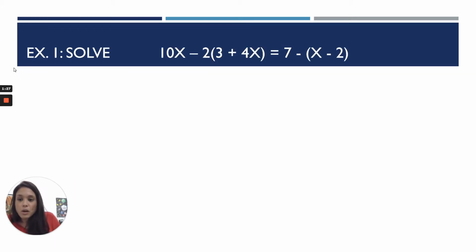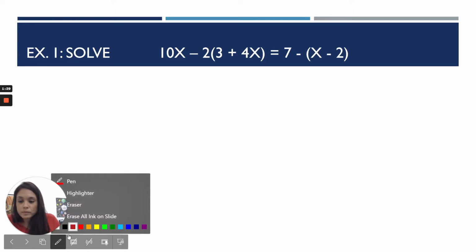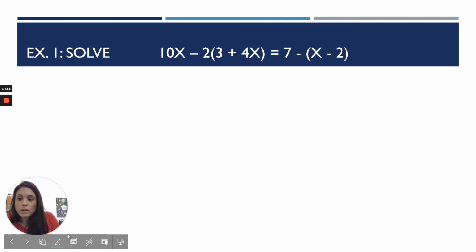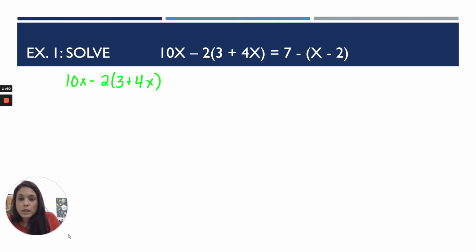So let's solve 10x minus 2 times (3 plus 4x) equals 7 minus (x minus 2). Okay, so you see we have our grouping symbol, parentheses, here. We need to get rid of the parentheses first.